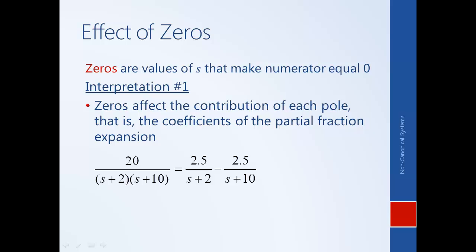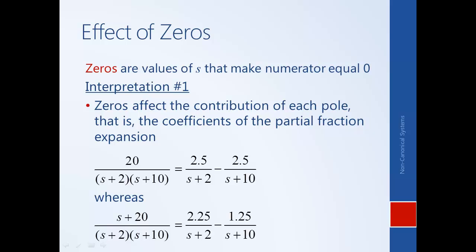This demonstrates the contribution of the pole at minus 2 and the contribution of the pole at minus 10. If we change our numerator so that it does have an s in the numerator, then when we do the partial fraction expansion, we'll get different residues. You can see how the addition of the s in the numerator didn't change what the poles were, but it did change the contribution of the two terms.